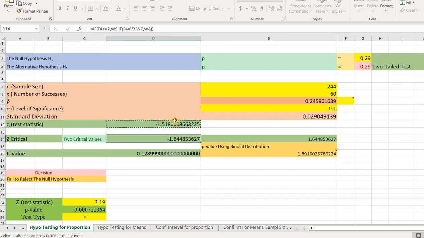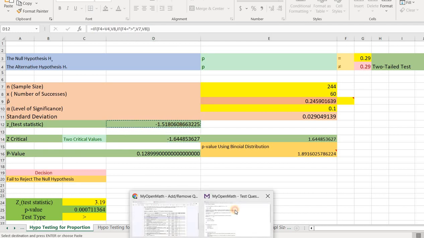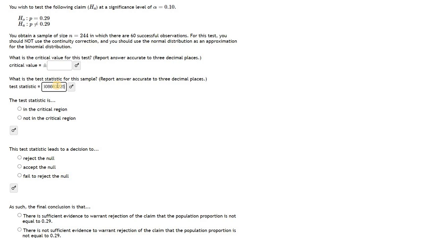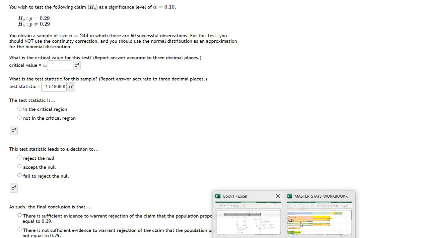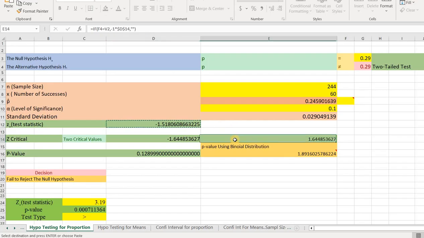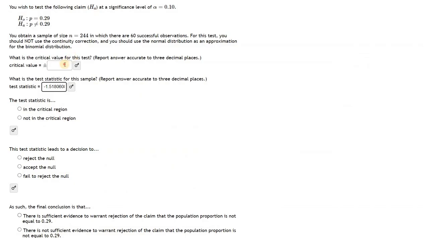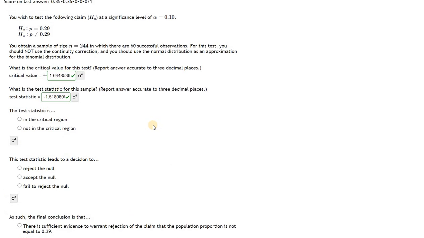So here, since I copied the test statistic, I'm going to head to the second box and put it in the second box. And then we need the positive and negative critical value. So I'm just going to copy the positive one because this is a two-tailed test. So clearly there are two critical values. And then I am going to just submit this to make sure my answers are correct.